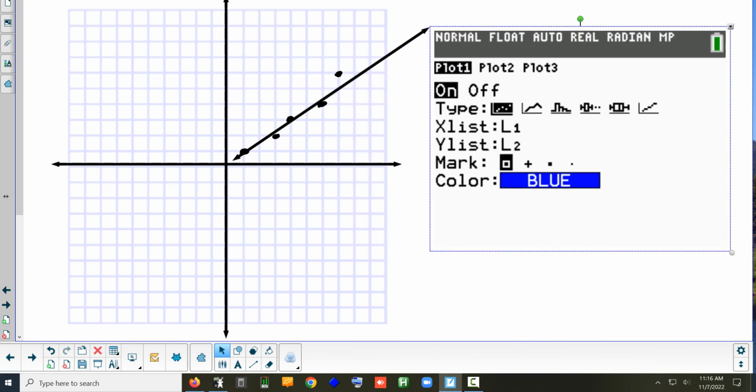First of all, it tells you if it's on or off. It tells you what kind of plot it's going to be. You want to do a scatter plot, you want to do a line graph, you want to do a bar graph, all kinds of things. You can do a box and whisker plot. Yeah. Graphing calculator. Box and whisker plot. Yeah. Wow.